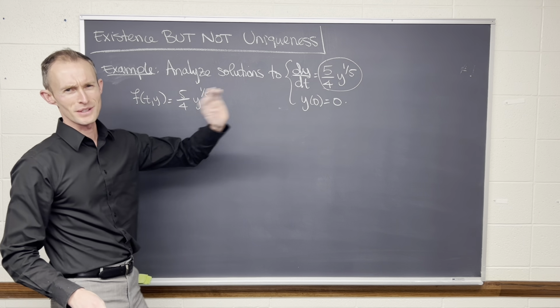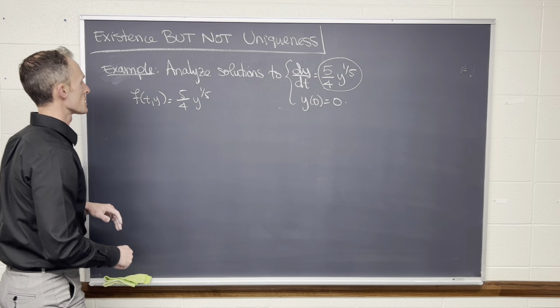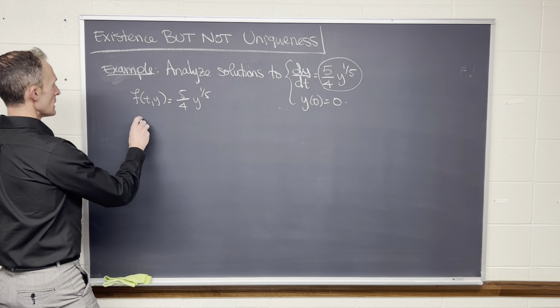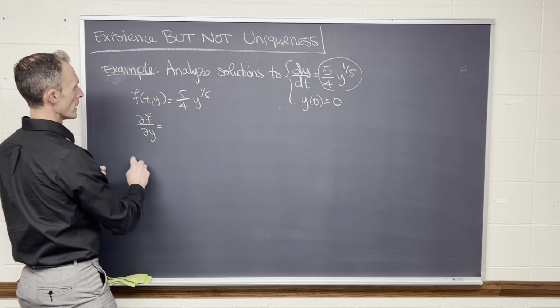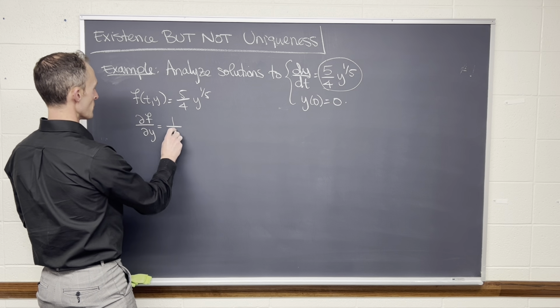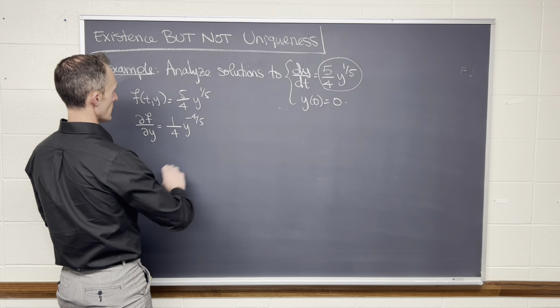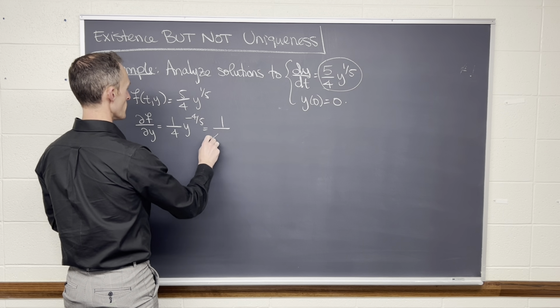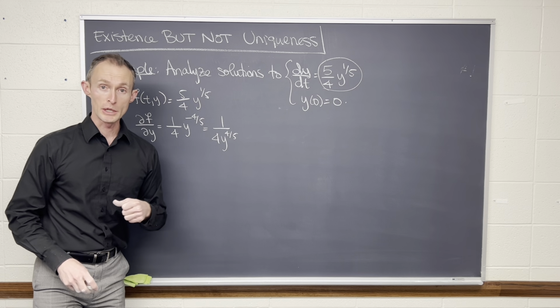The 5/4 is a total fluke. You'll see why I put it in there in the first place when we solve this, but don't worry too much about that. It says look at f and then look at the partial derivative of f with respect to y. So what's that going to be? That's going to be 1/4 y to the -4/5, so that's 1/4 y to the +4/5 in the denominator. So I have a y in the denominator.